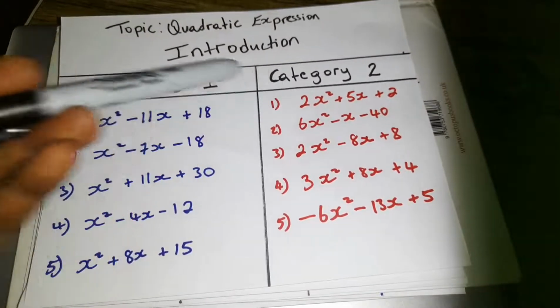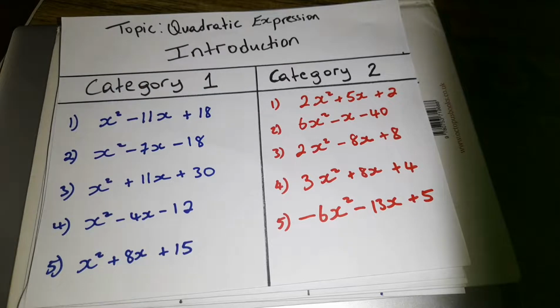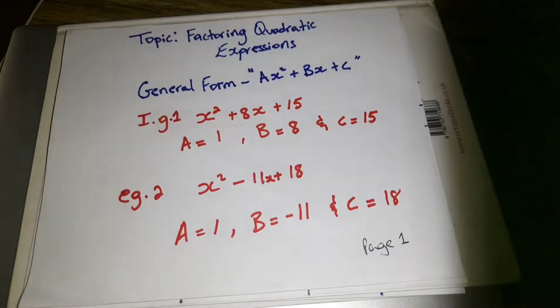But now for category 2, what do you notice? The coefficient for the x squared term is greater than 1: 2, 6, 3, 5, 10. It can be any number greater than 1. So what we'll be focusing on is basically category 1. Category 2 we'll do in another video, okay?